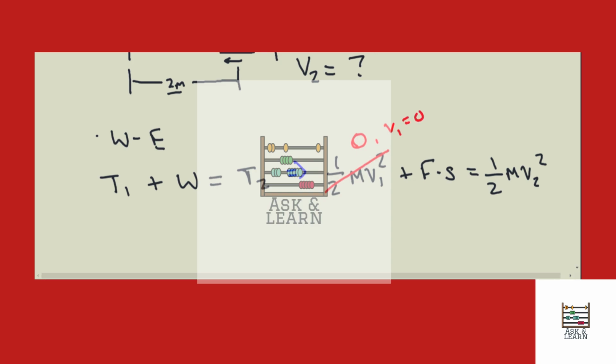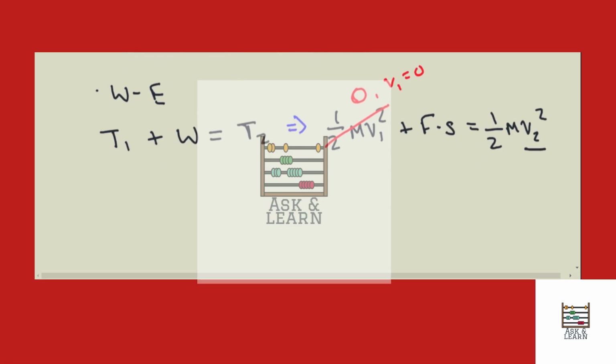So now we can simply solve for v2. To do that, you multiply both sides by 2 to get rid of the 1/2. Then you divide both sides by m to get rid of that m. And because v2 is squared, you take the square root of both sides. So we have v2 is equal to the square root of 2 F times s divided by m.